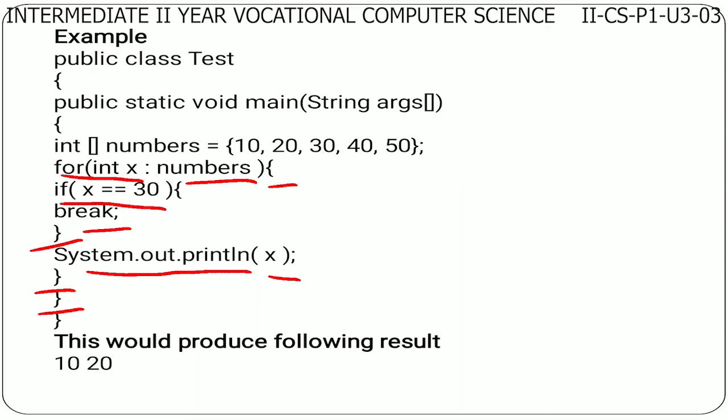So first the 10 is printed, then it moves to the next position. 20 is printed, then x becomes 30. Here the condition is checked. If x equals 30, as the condition is satisfied, the break statement is executed. As I said, whenever we use the break statement, the execution stops and control comes out of the program. So we get the output 10 and 20.